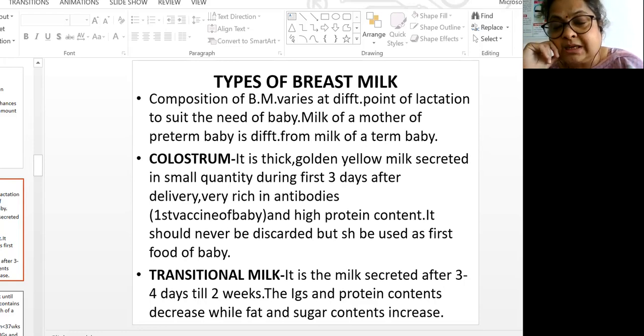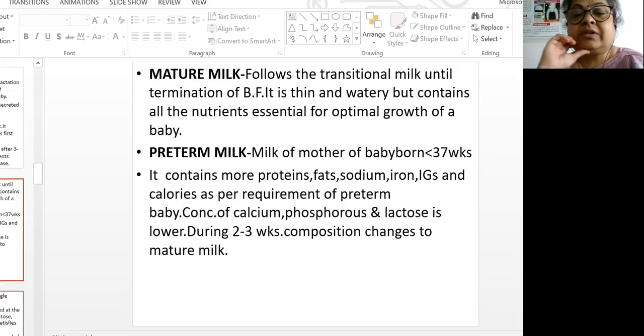Second is the transition milk. It is the milk secreted after 3 to 4 days till 2 weeks. The immunoglobulins and protein contents decrease while fats and sugar contents increase till it comes to the composition of the mature milk.